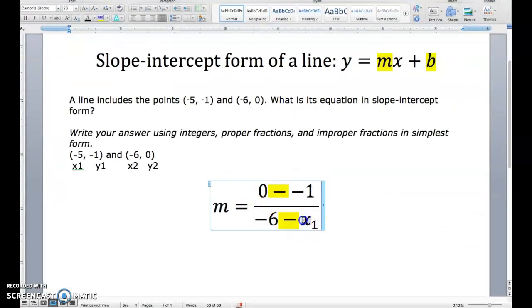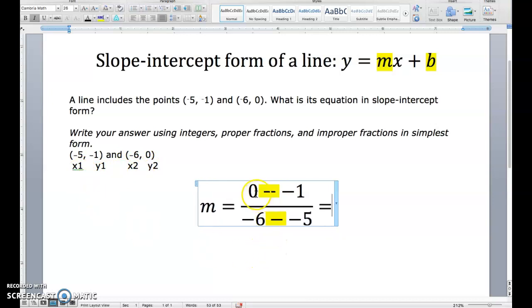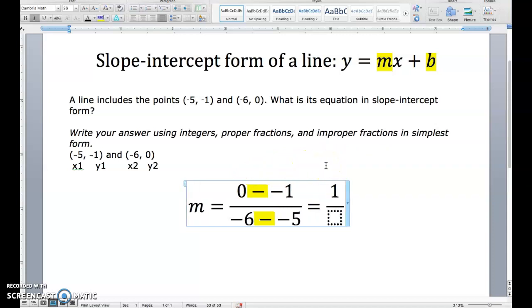So there. Again, x1 is -5. So -5. There. 0 minus -1. You can do that in your calculator. I know that that is 0 plus 1. 0 plus 1 is 1. So the top of the fraction is 1. -6 minus -5. You could do that in your calculator if you want. I know that's the same thing as -6 plus 5. -6 plus 5 is -1.